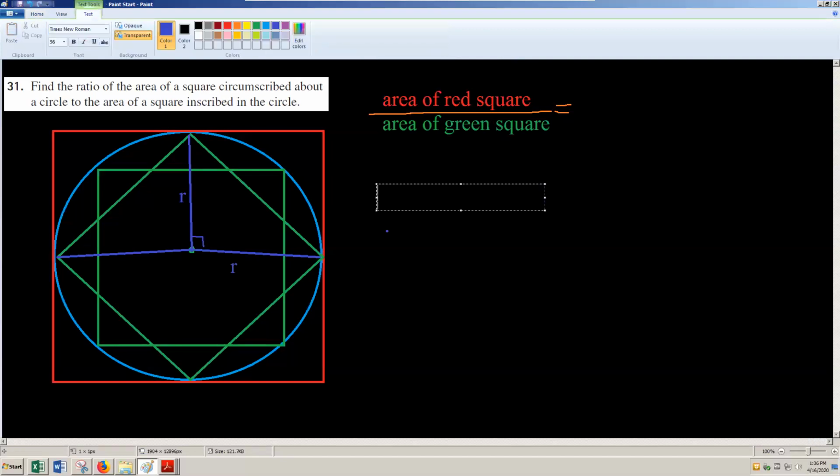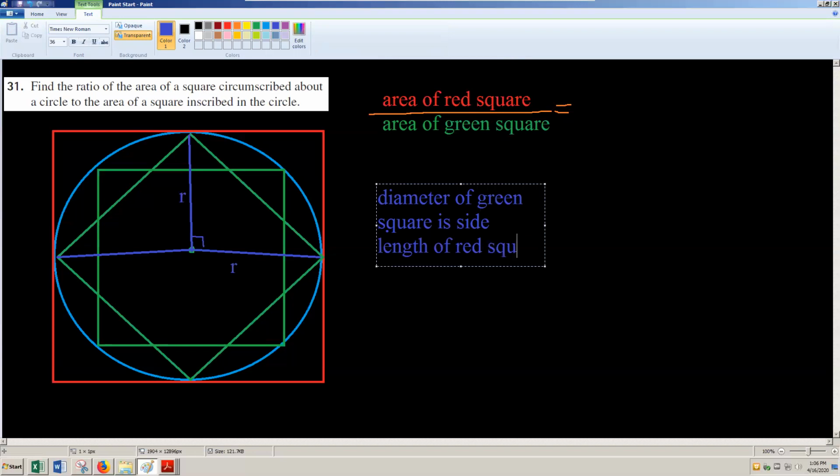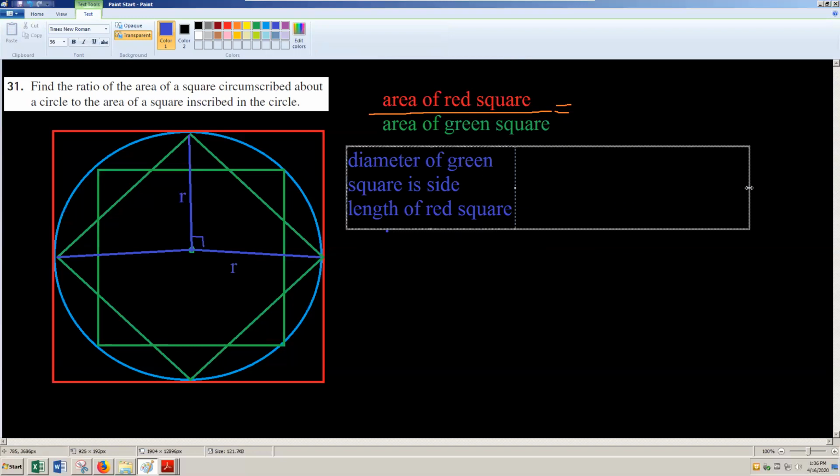So my diameter of the green square is the side length of the red square. Hopefully I don't make any typos, but odds are I probably will. Diameter of the green square is the side length of the red square. Cool. So here's a little note for myself.